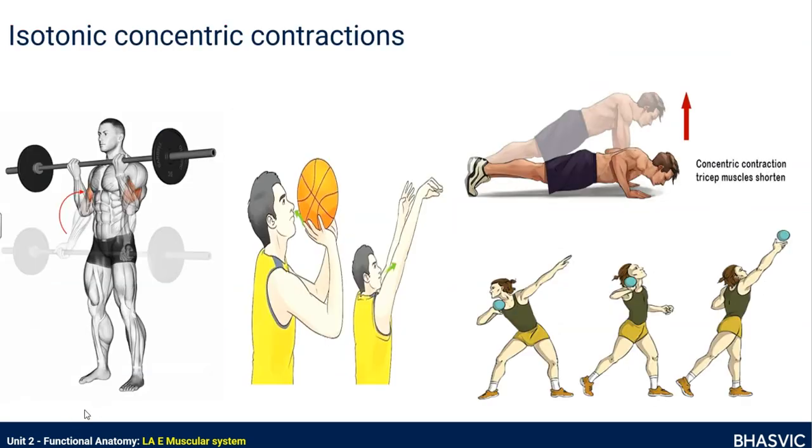Looking at isotonic concentric contractions now, these are different. So the first one, isometric, is always going to be about no movement occurring, whereas the other two do involve movement and do involve change in length of the muscle.